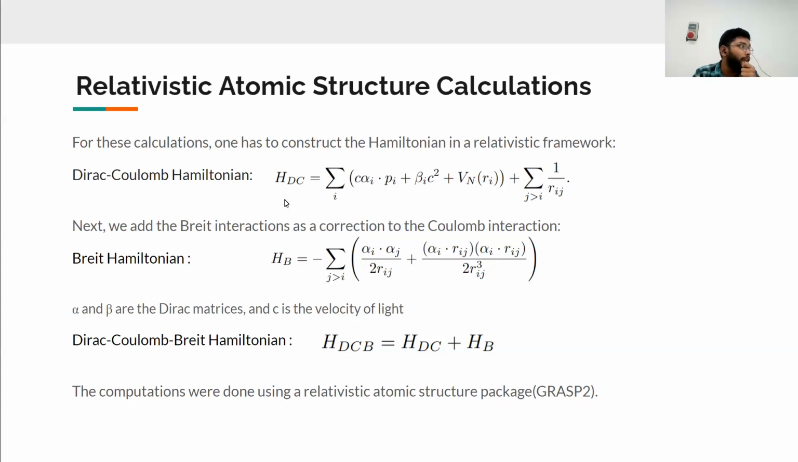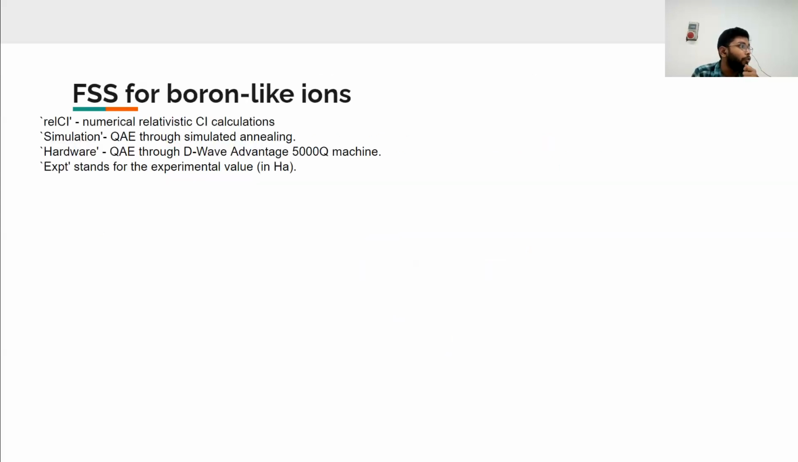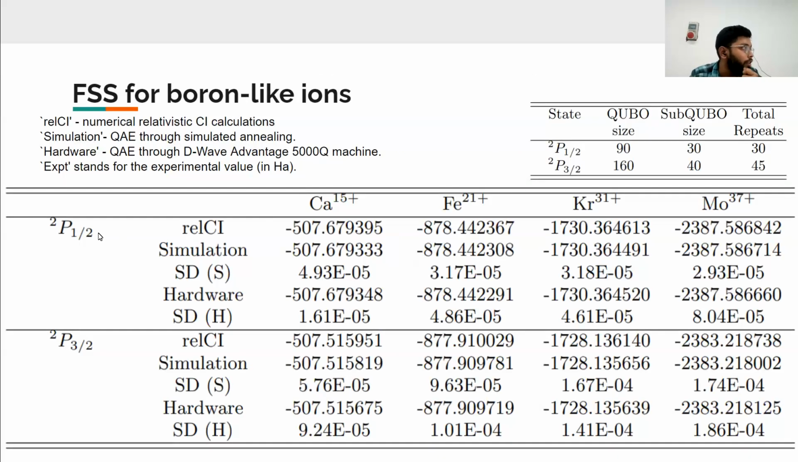So here we use the Dirac-Coulomb Hamiltonian, and to that we add the Breit interaction so that we can further improve upon the results. By computing these Dirac-Coulomb-Breit Hamiltonians through the relativistic atomic structure package called CRYSTAL2, we perform these calculations for two sets of states. One is 2p 1/2 and one is 2p 3/2. The 2p 1/2 problem had a cubic size of 90, and the other problem had a cubic size of 160. The total repeats that we required are 30 and 45. So in basically 75 repeats, we are able to compute both the states.